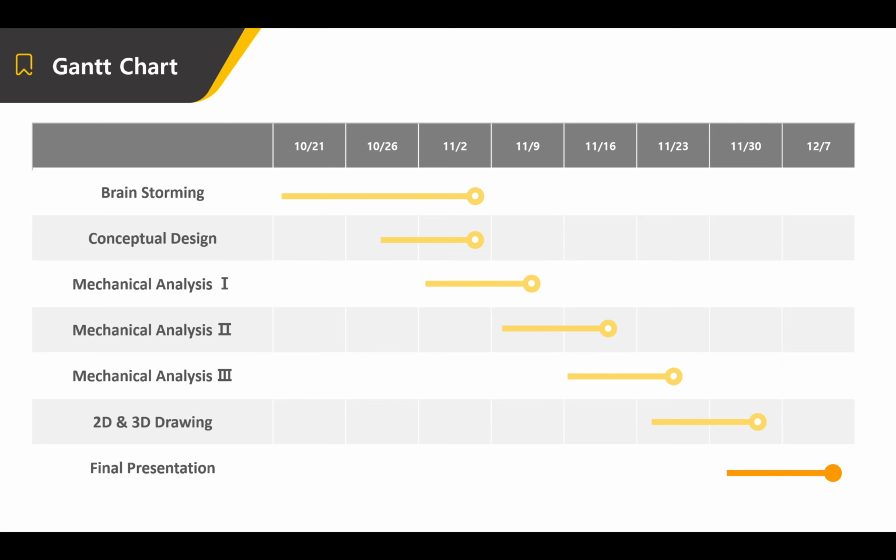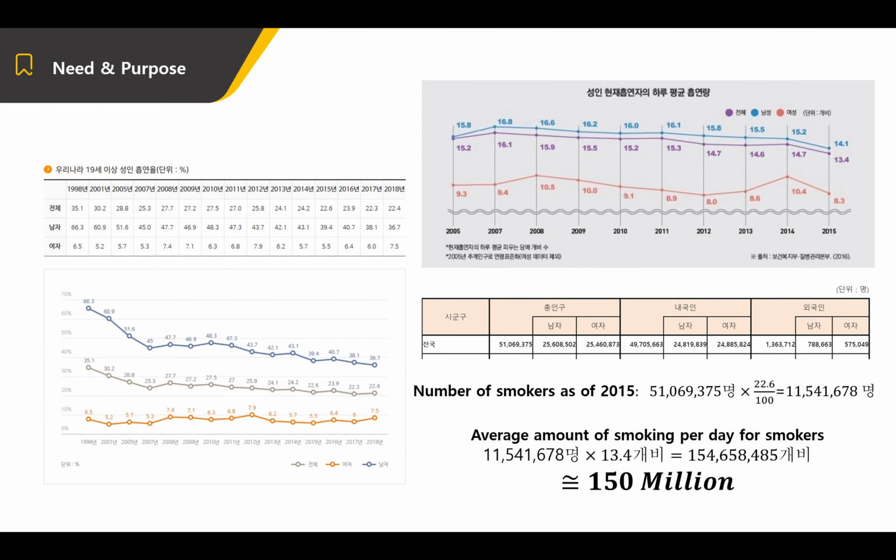This week we conducted a final presentation. There was not much recent data, so we used the data from 2015 to calculate how many cigarette butts would come out a day. Adults aged 19 or older, 22.6% of the total population, are smoking, with those people smoking about 6.3 cigarettes a day, the reports showed. So we calculated these numbers.